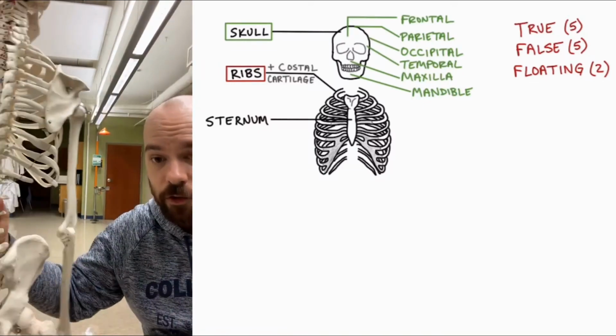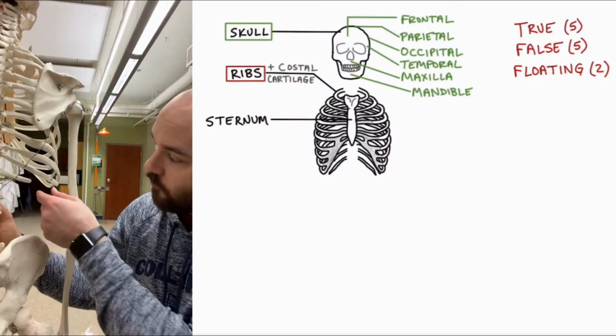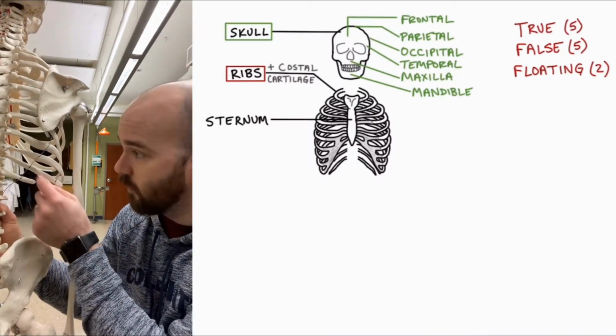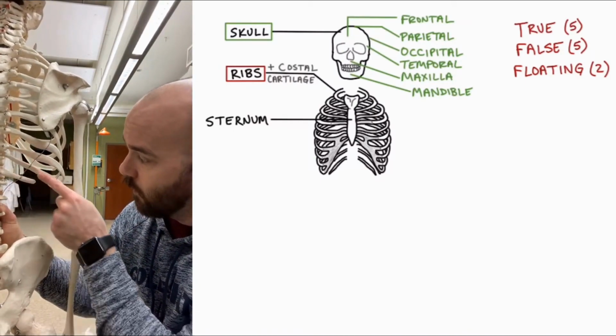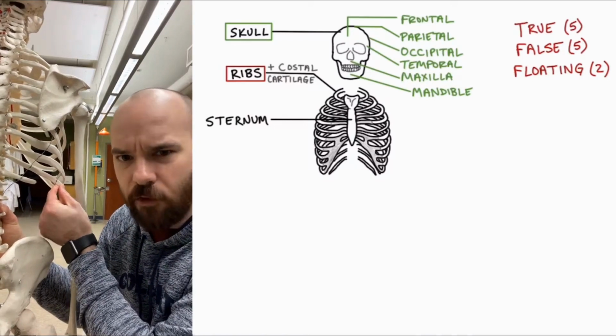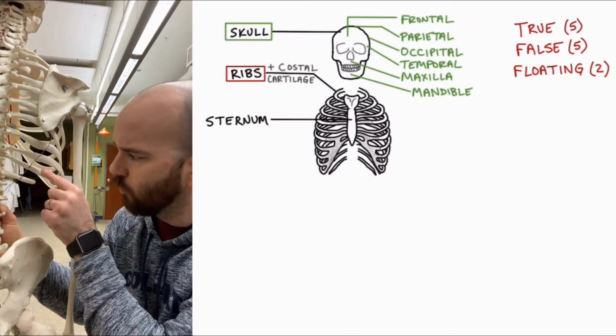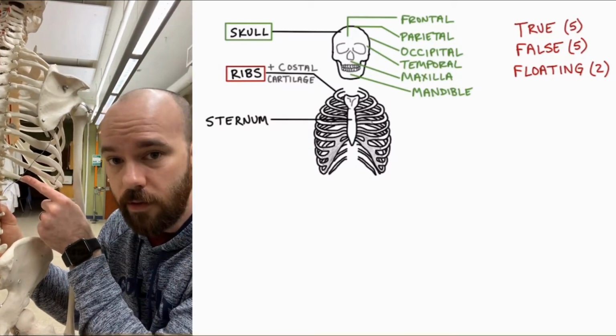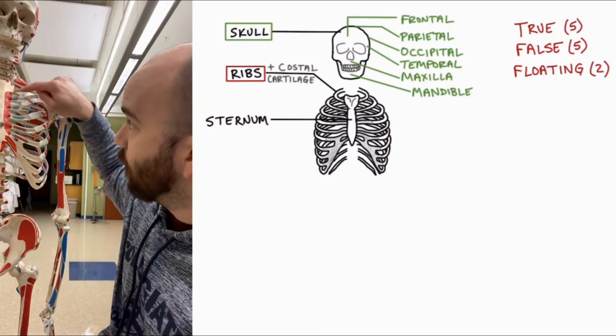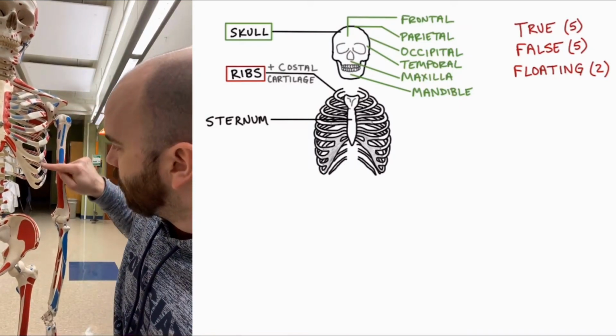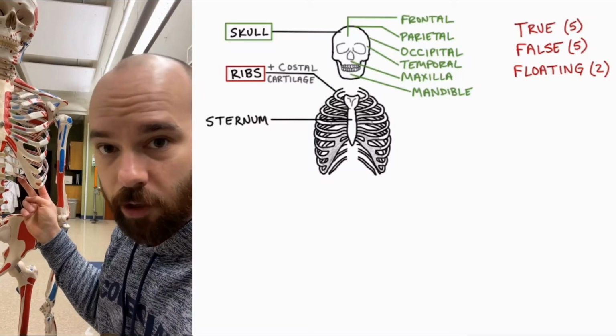And finally, we have 2 pairs of floating ribs. You can see the floating ribs actually don't connect in the front. They start with the vertebrae right here, and they just extend out, and then they sort of just float there. They don't connect in the front. So 1, 2 pairs of floating ribs. So 12 pairs of ribs total. We've got 5 true ribs, 5 false ribs, and 2 floating ribs in the back there.